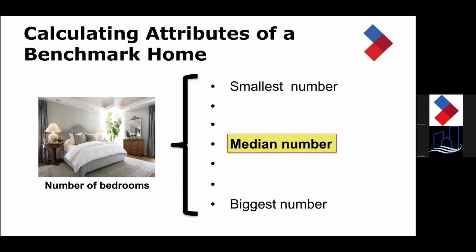And other attributes from benchmark homes, like the number of bathrooms, the living area, and the lot size, are all calculated the same way. And once all of these characteristics have been obtained to build your typical middle-of-the-road home, the models use this information to determine how each attribute will affect the price.